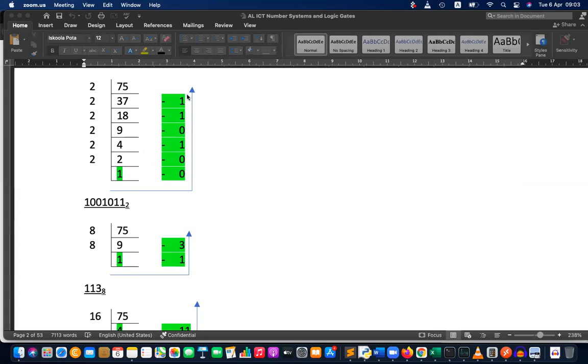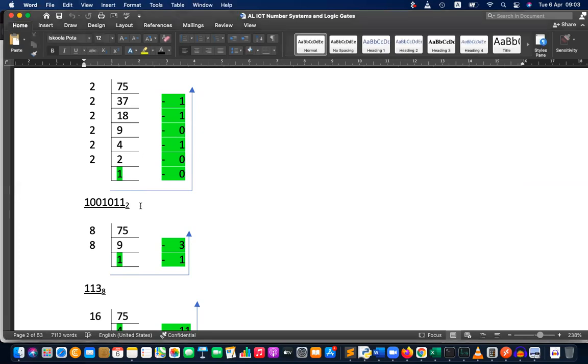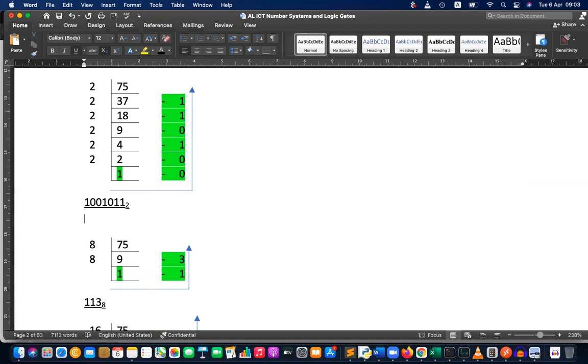So then you have to continuously divide by 2 and then take the digits from bottom to top. You are writing from here up. So it is 1001011 in binary.